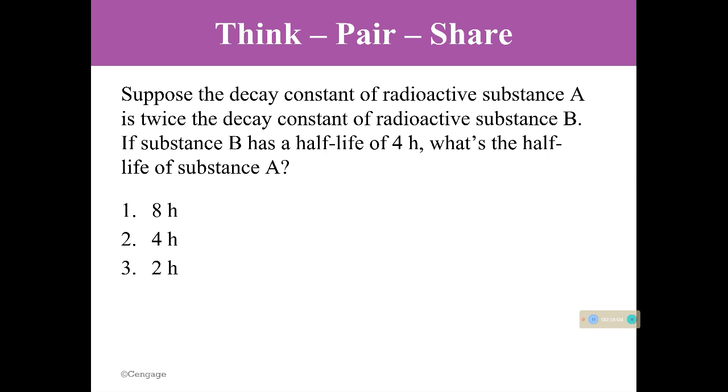Suppose the decay constant of radioactive substance A is twice the decay constant of radioactive substance B. If substance B has a half-life of 4 hours, what is the half-life of substance A? So the decay constant of A is twice that of B, and it tells us that substance B has a half-life of 4 hours.